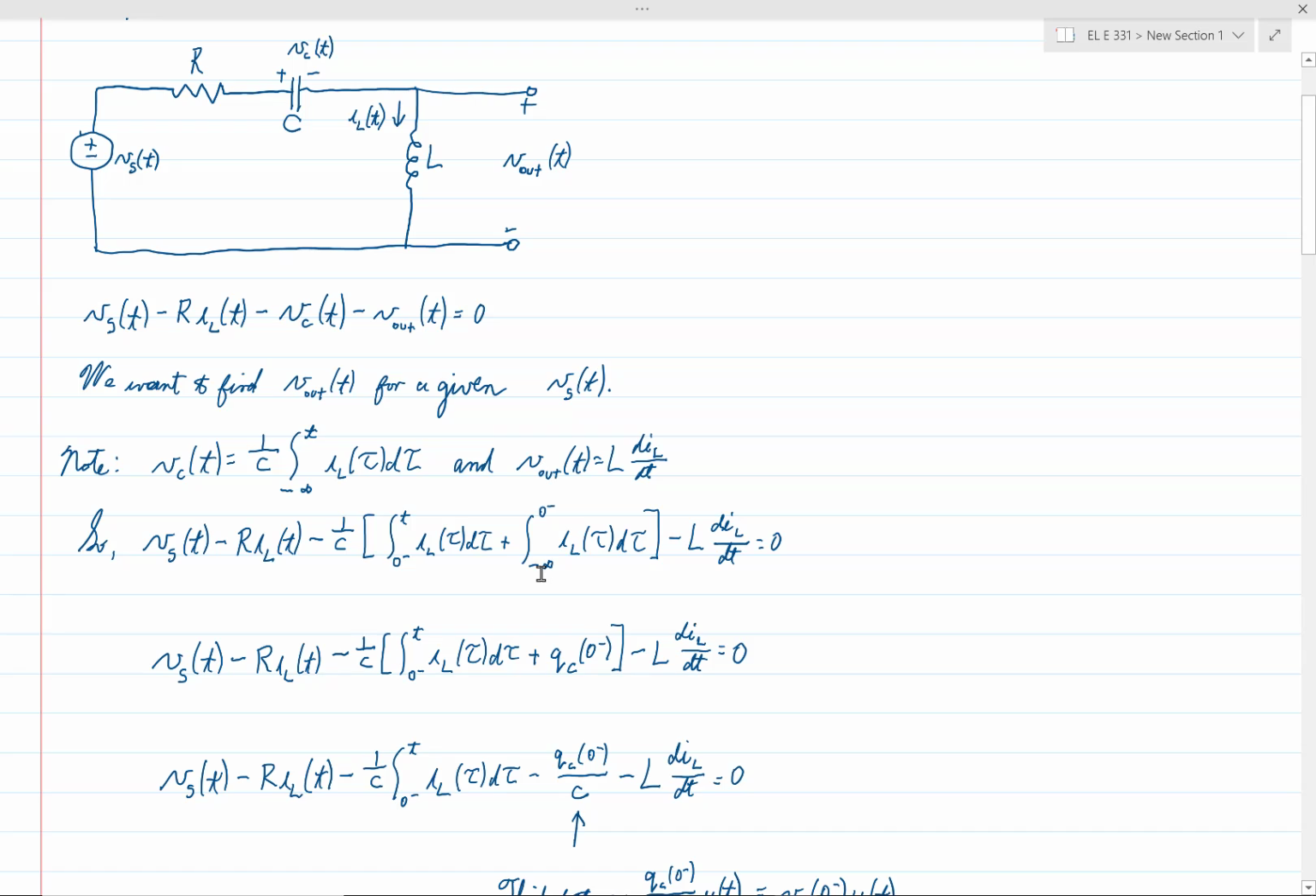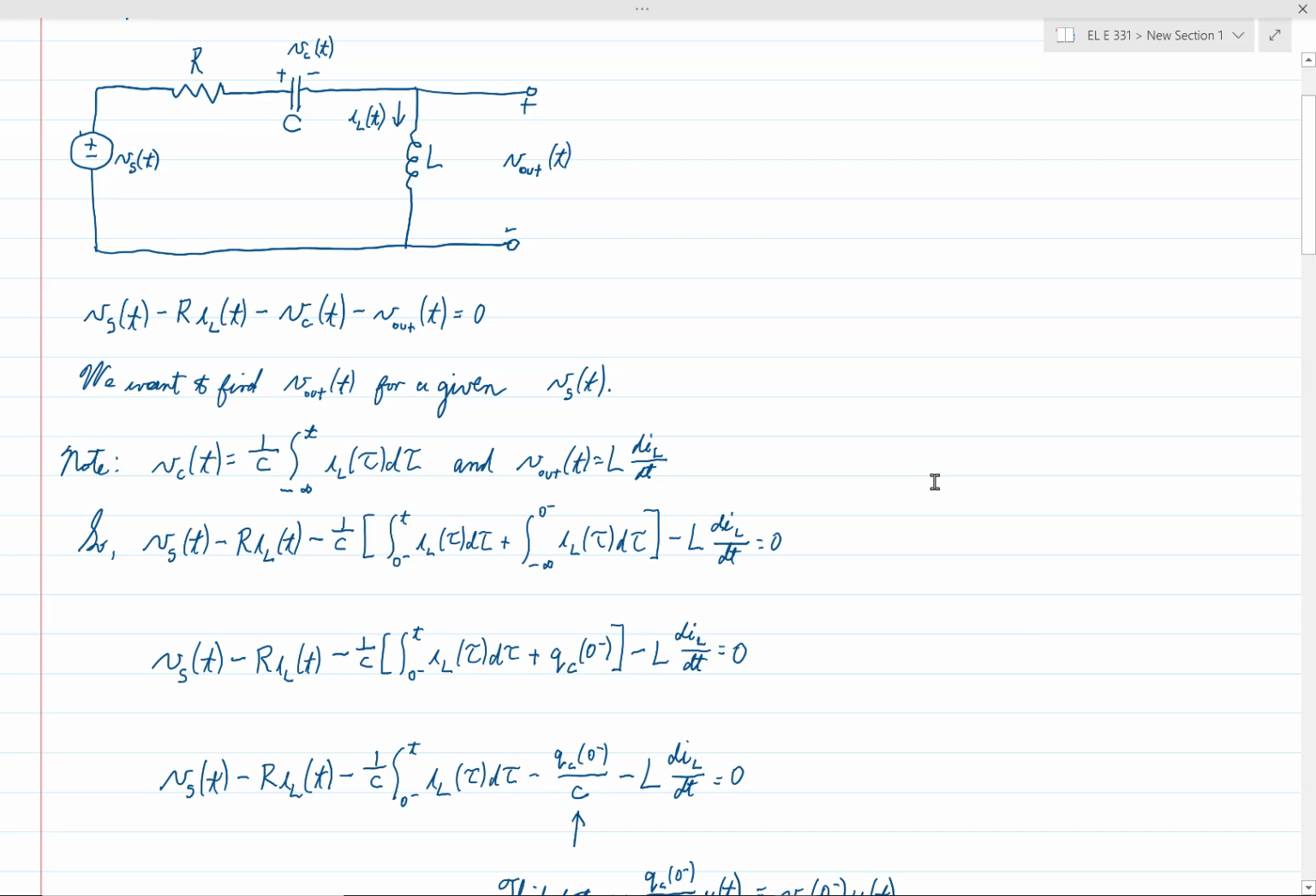The reason I'm doing that is that we have the Laplace transform for this expression, but we don't have the Laplace transform for this expression. So that's the reason for breaking this up. And then V out of t, as we said right here, is equal to L dIL dt, so I have substituted that right here.